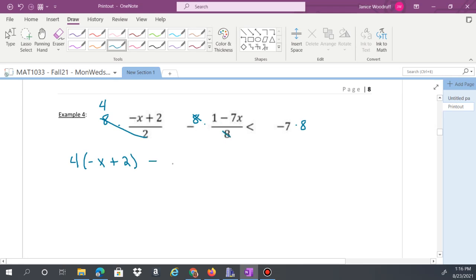So I need you guys to do this. Minus parentheses 1 minus 7x. Because I'm subtracting this whole thing, not just that first term. That's why we got to do parentheses, because of the fraction. Okay, and then this is less than negative 7 times 8, negative 56.